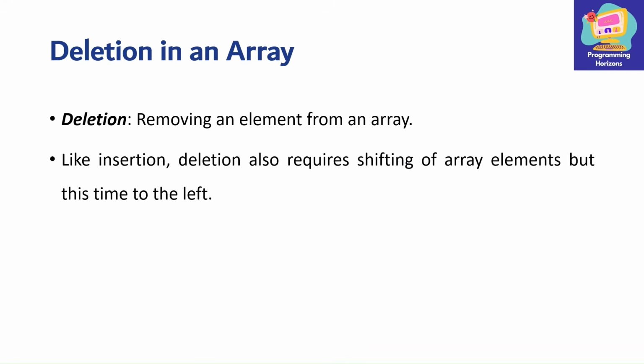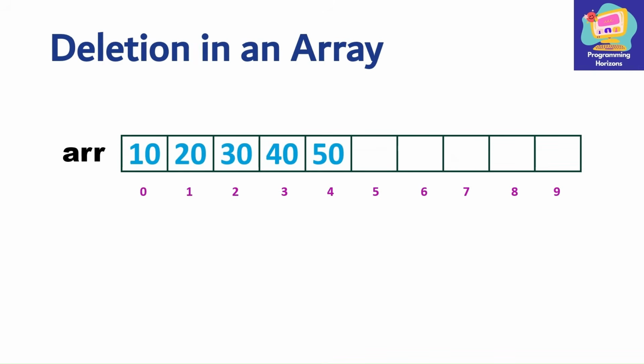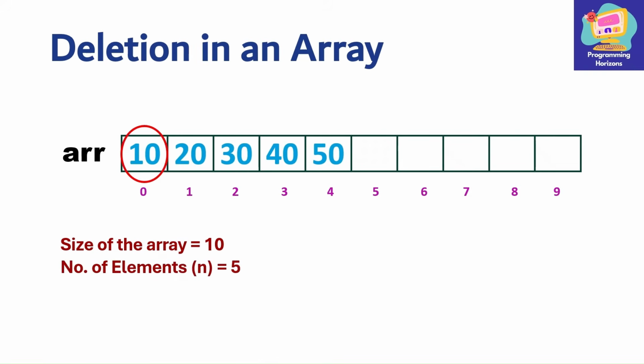Let's see an example. Let us suppose that we have the same array named arr having size of 10 but currently storing 5 integers only. But this time we want to remove the value stored at index 0, which is 10.